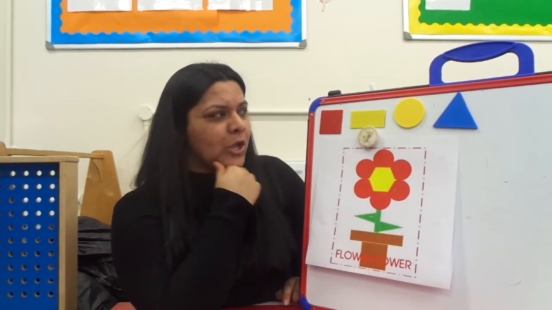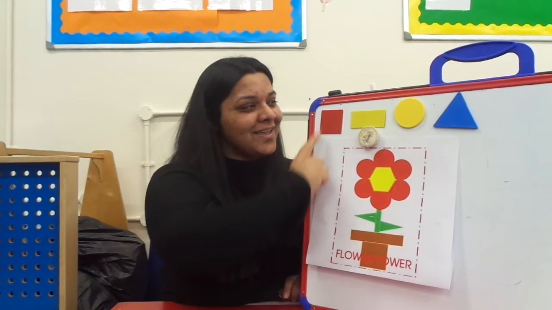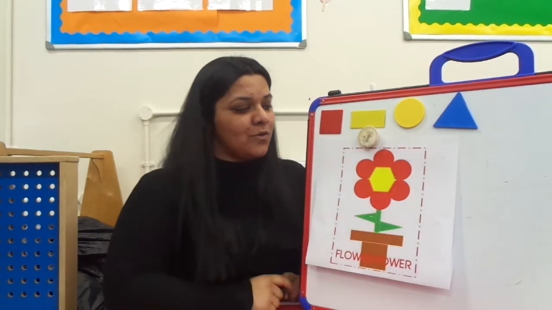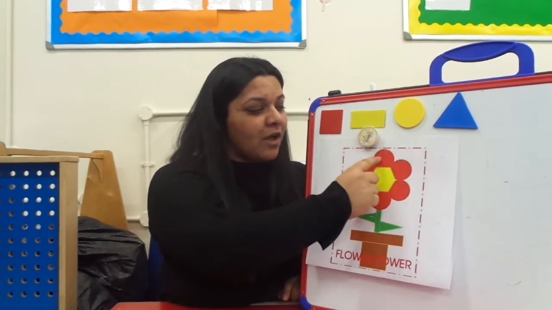What shape have we not found yet? Have a look. We found a square and a triangle and some rectangles, sorry, silly me. Some squares, rectangles and a triangle. Now let's look for the circle. Can you see any circles on our flower? Have you spotted them? That's right. Here they are. The circles are the petals of the flower.